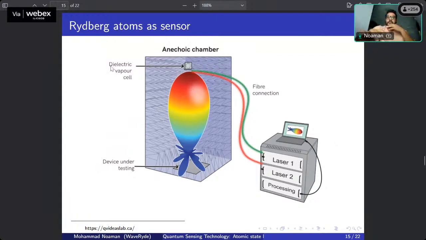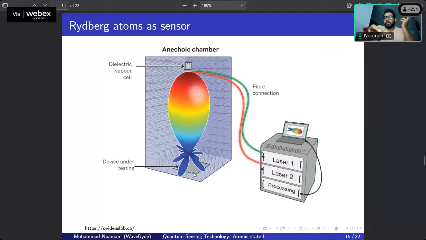On the experiment side, this box-looking, spiky design is called an anechoic chamber, meaning there's no echo of radio frequency. It's a special kind of chamber where, when you send RF, it does not bounce back. So it's a place for testing and characterizing devices.